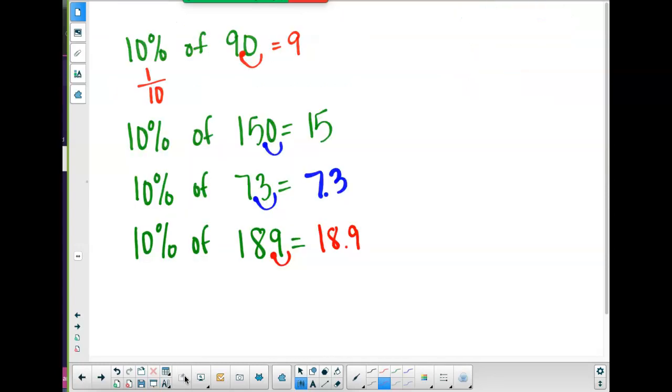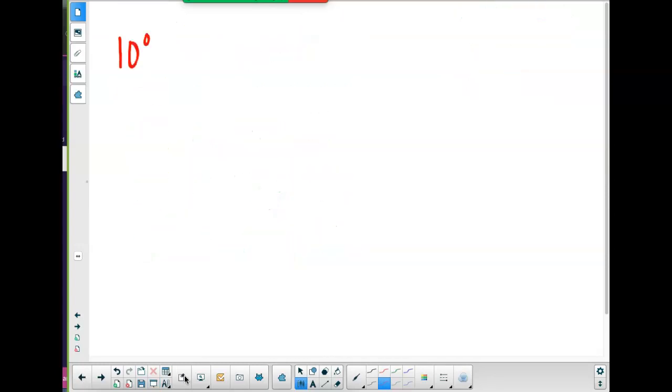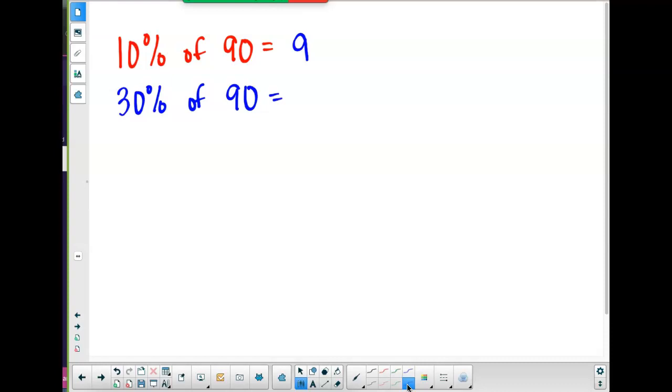Okay, so if I asked you to find 10% of 90, you guys would tell me that is 9. Everybody agree with that? Yeah. 10% of 90 is 9. So now can you tell me 30% of 90? If 10% is 9, 30% would be, careful, to get from 10 to 30, I had to times by 3.